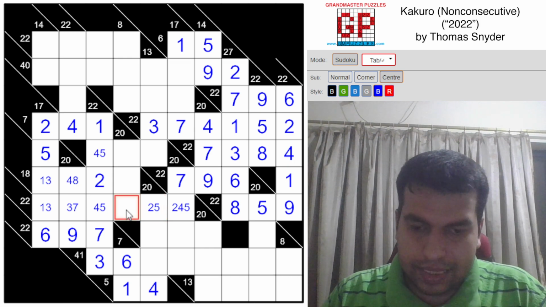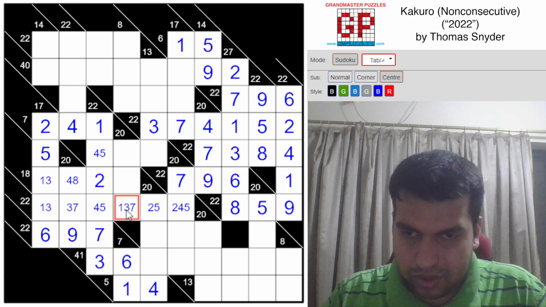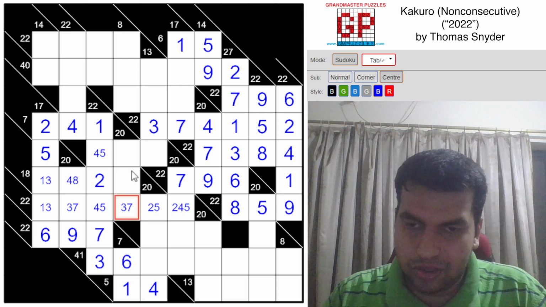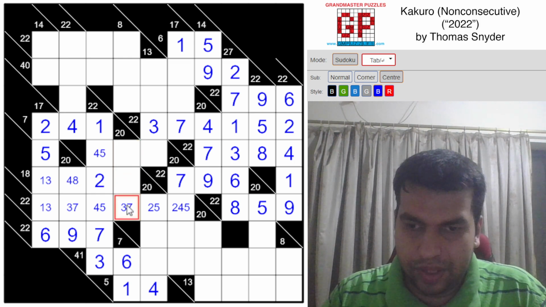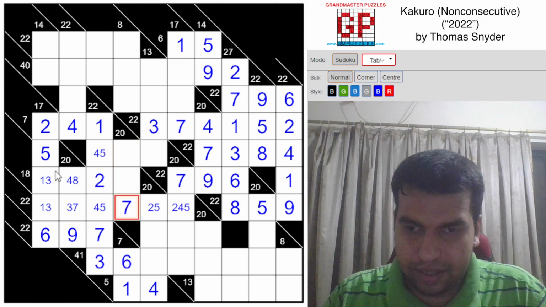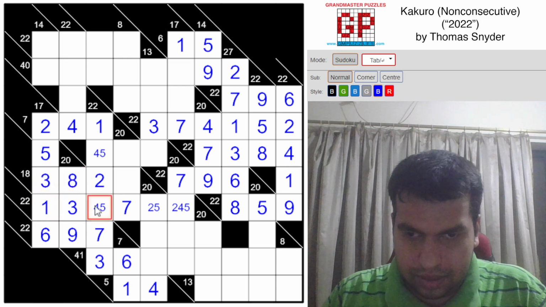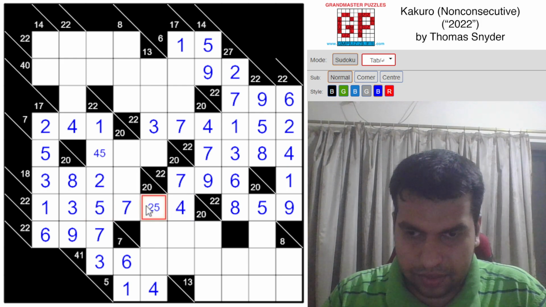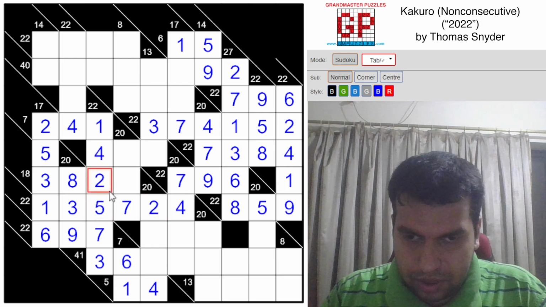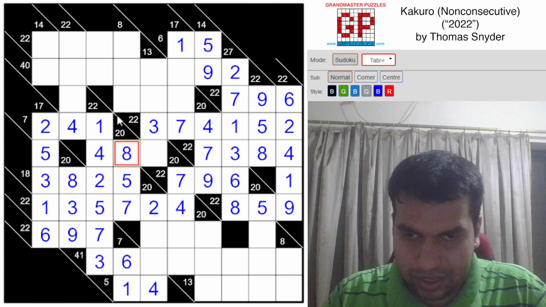That means that this cell has to be a 1, 3 or 7. Now we know that 1 is too small for the 20 sum. 3 is also too small in this non-consecutive variant because this would lead to 8 and 9 over here. So this is a 7 that lets us get these digits. And also now the 4 can't be next to the 3. So this is the 5, this is the 4, and this is the 2. So the only remaining digit here has to be a 5, which forces an 8 here.